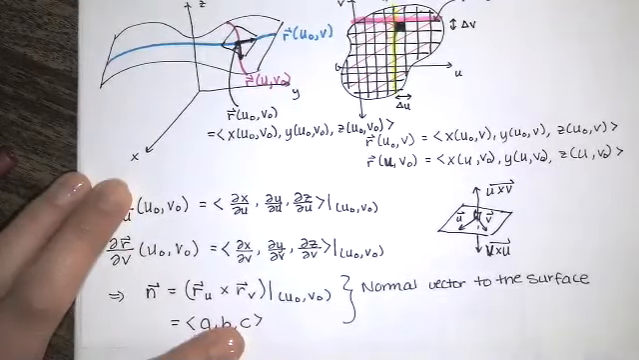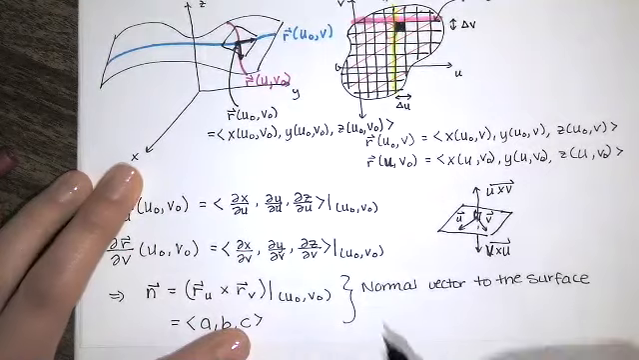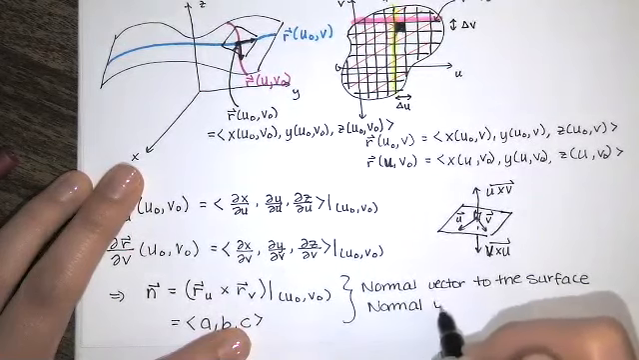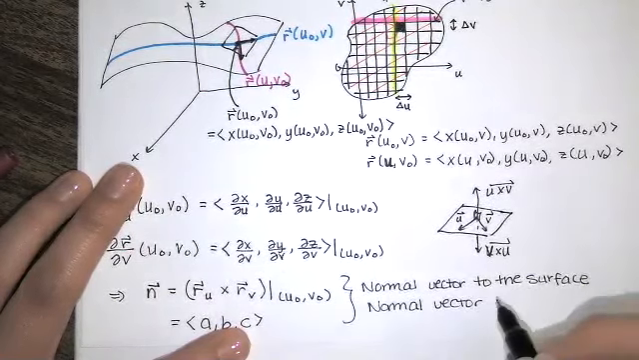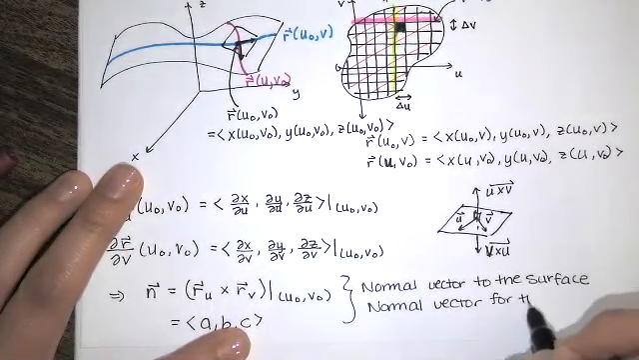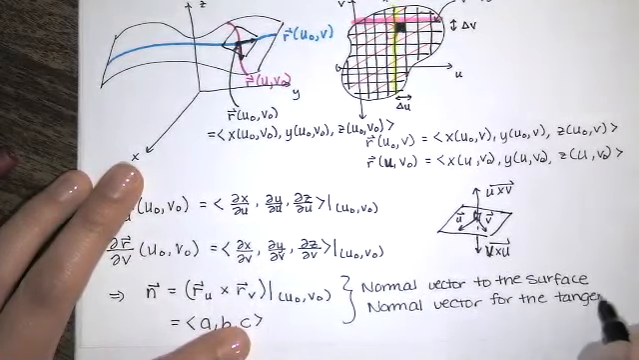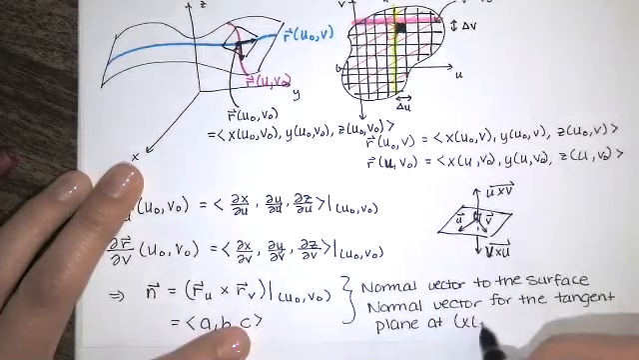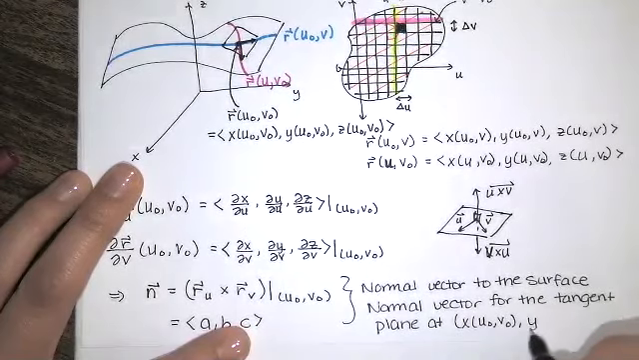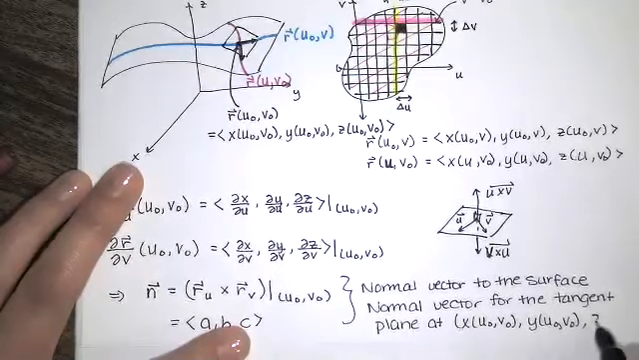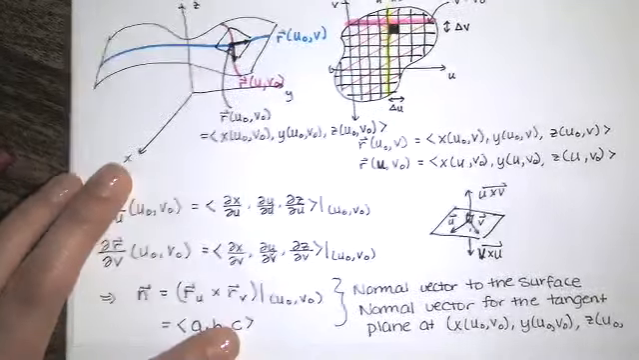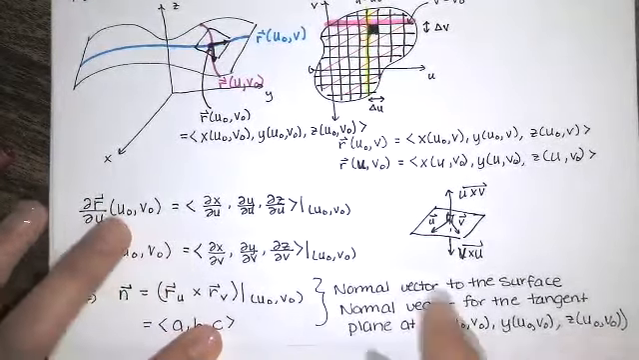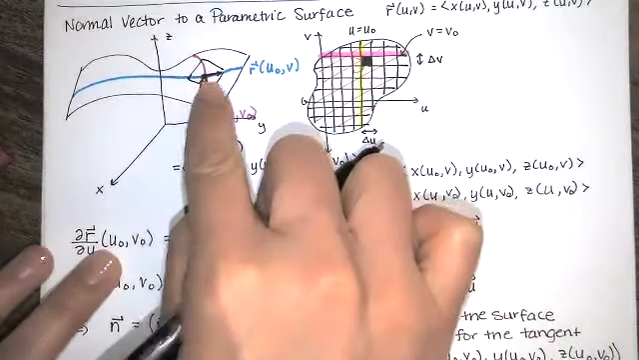And any normal vector to the surface at a point is also a normal vector to the tangent plane at the location x of u naught, v naught, y of u naught, v naught, z of u naught, v naught. Remember, x, y, and z give you location. And u naught, v naught, those are the two values of the parameter in this uv plane that point us to that location.